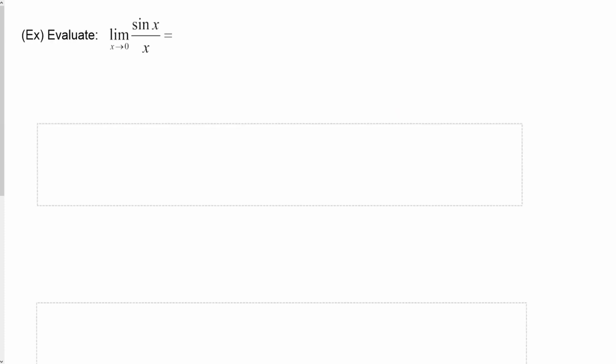Next up, here's a trig function. So the limit of sine x divided by x. First thing that I want to point out to you is when you are working in calculus, every time you are working with your trig functions, you are working in radians. And you need to understand that because your calculator has two different modes, degree mode and radian mode.